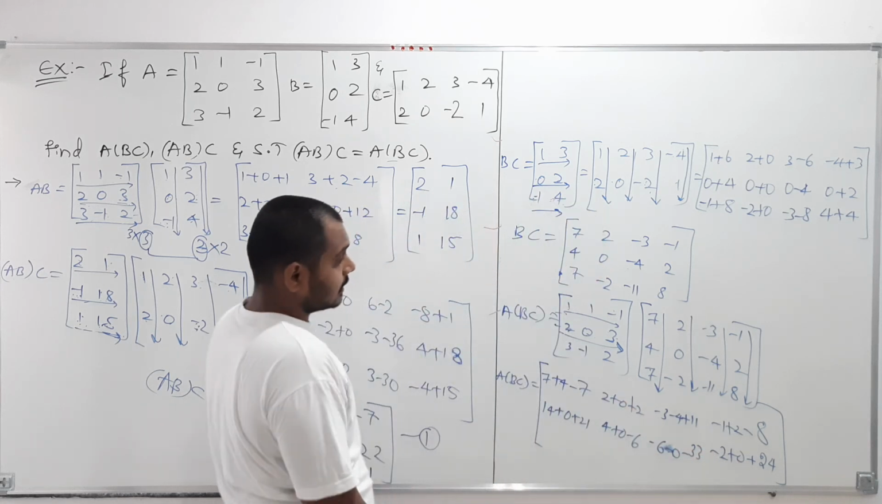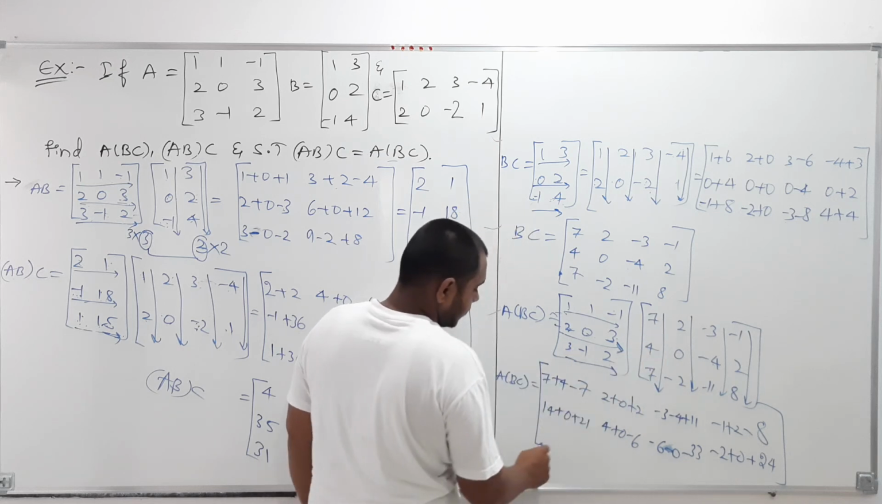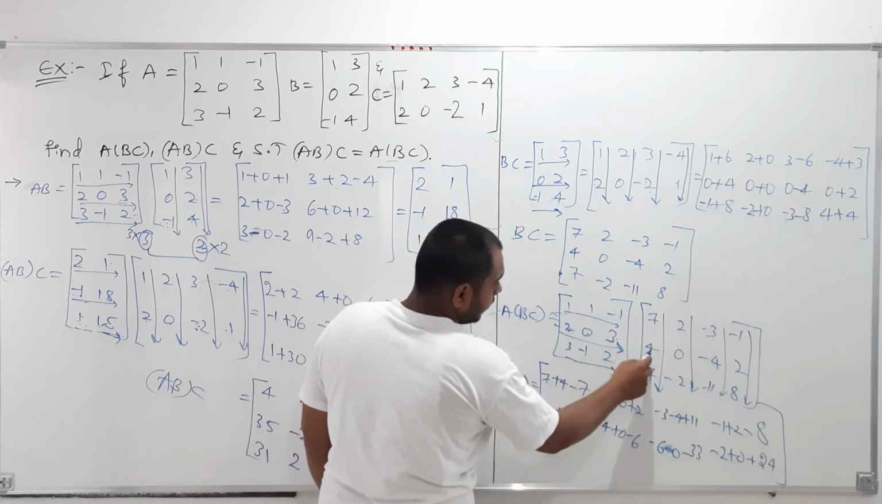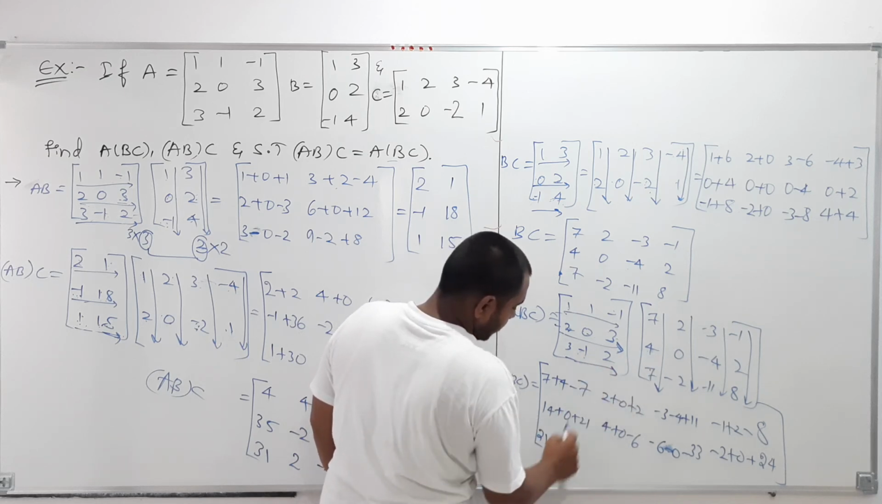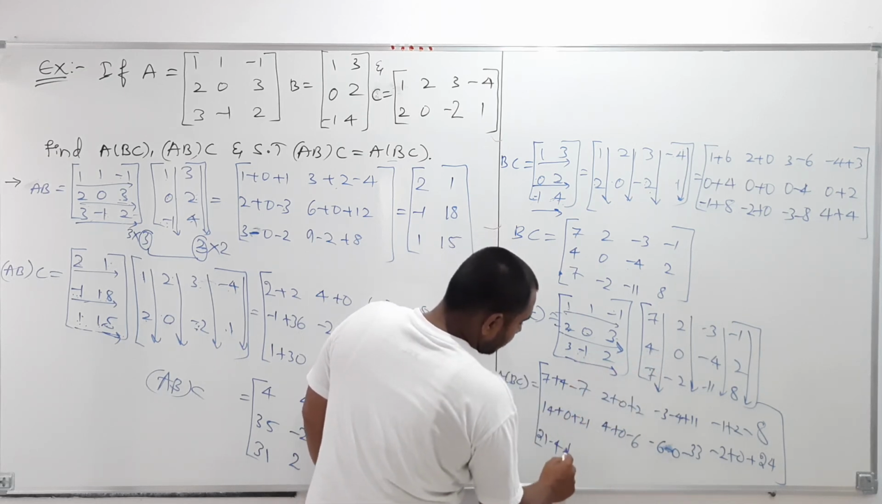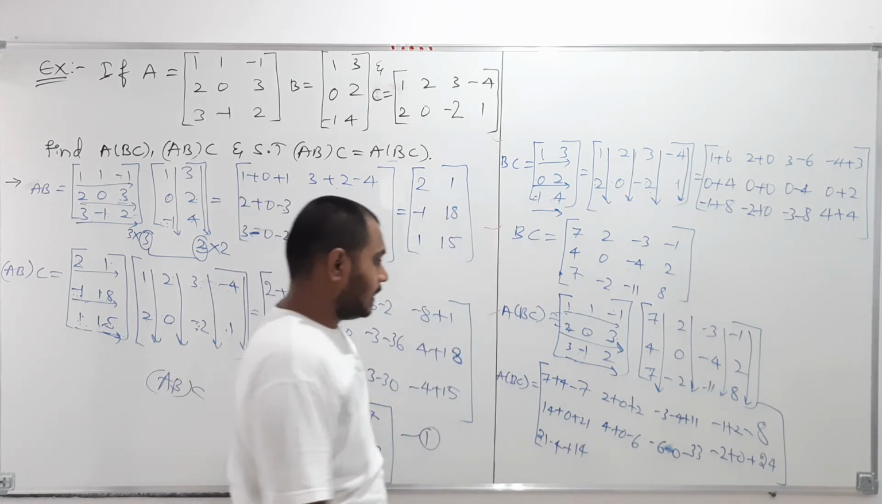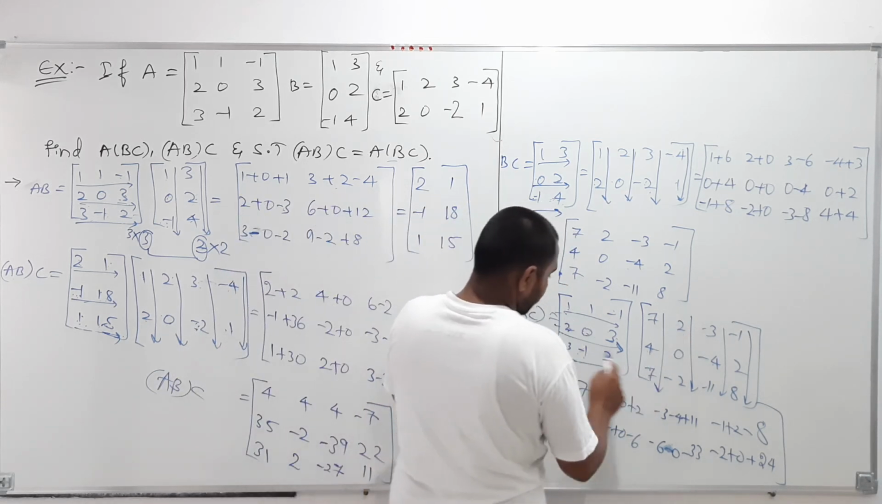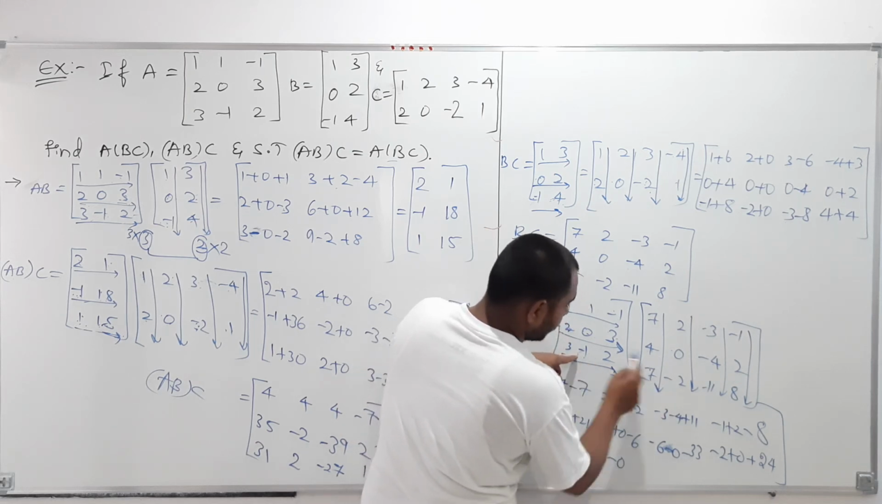Next, my dear friends, third row, first column: 7 3s are 21, and next minus 4, plus 1 into minus 4 into 1 is 4, plus 7 2s are 14. Clear? Next, third row, second column: 2 3s are 6, plus here it is minus 0, 1 into 0 is 0.